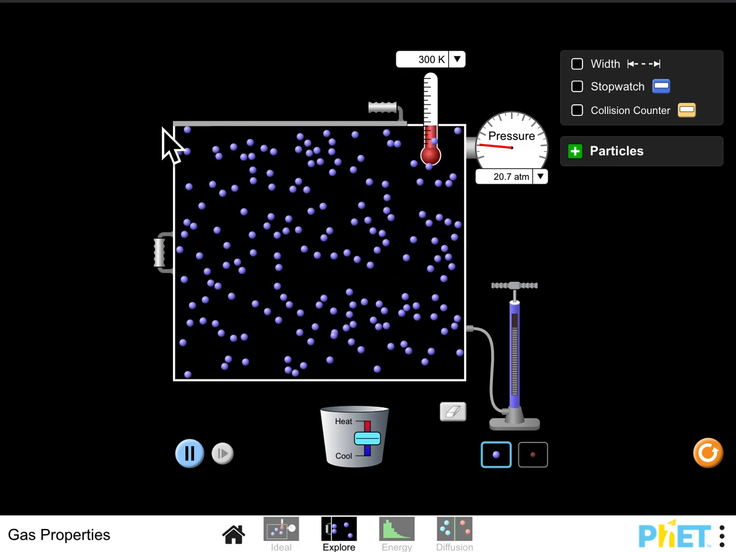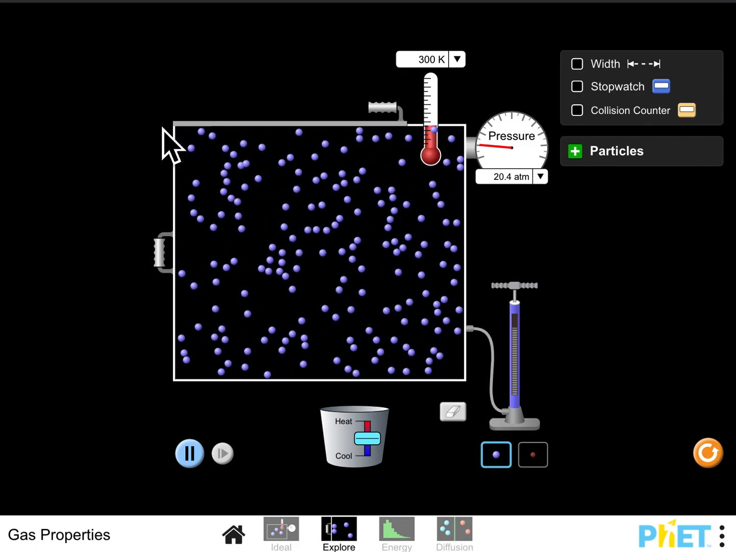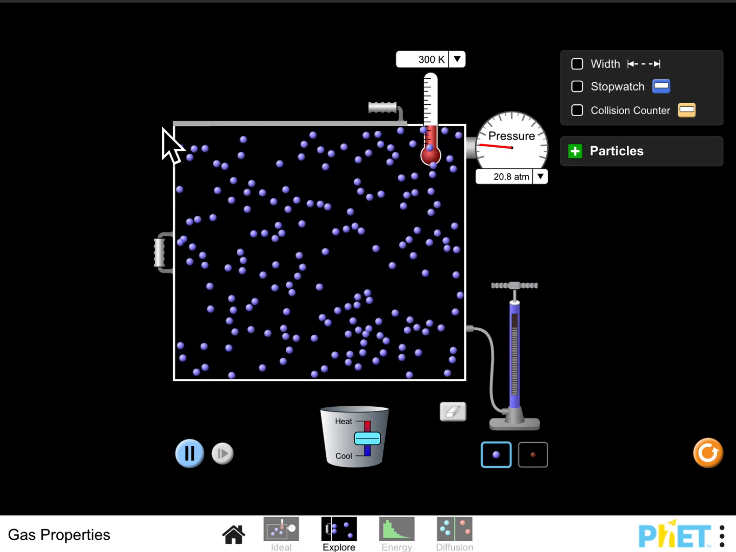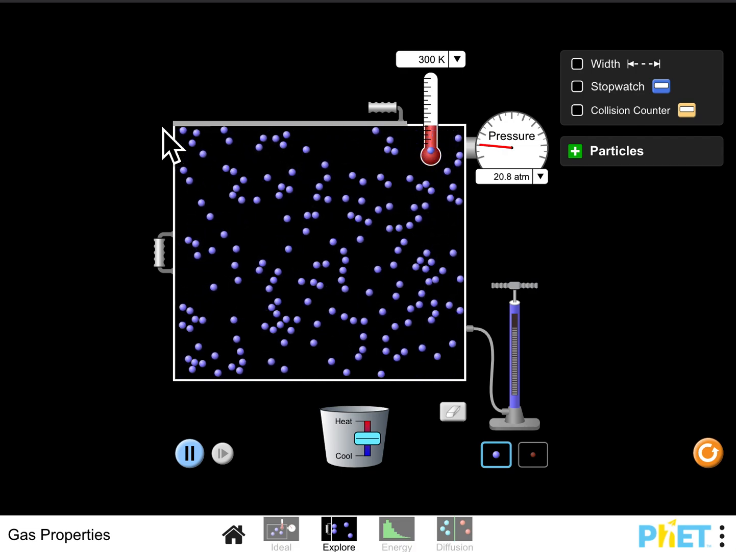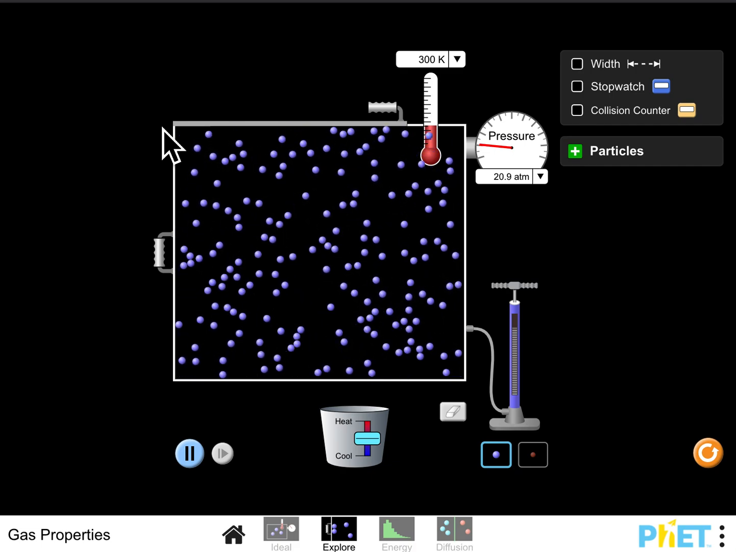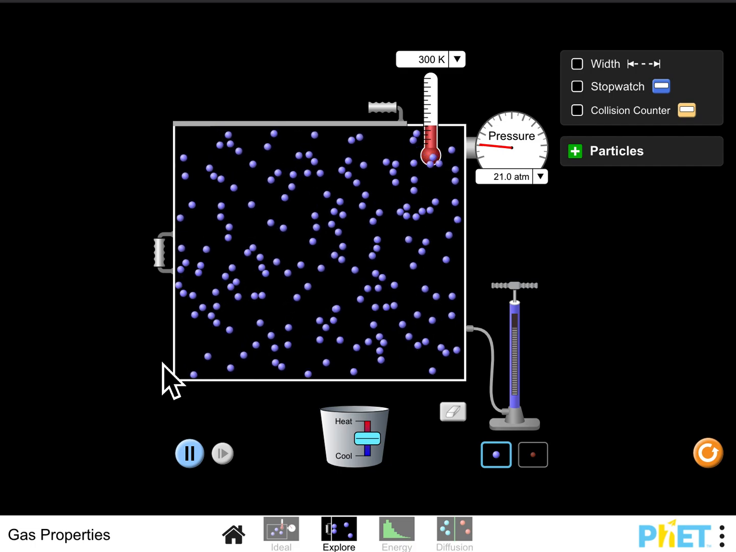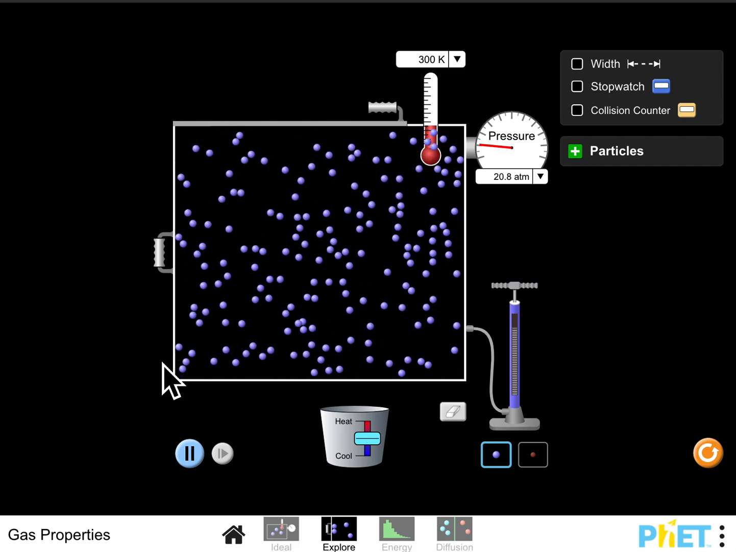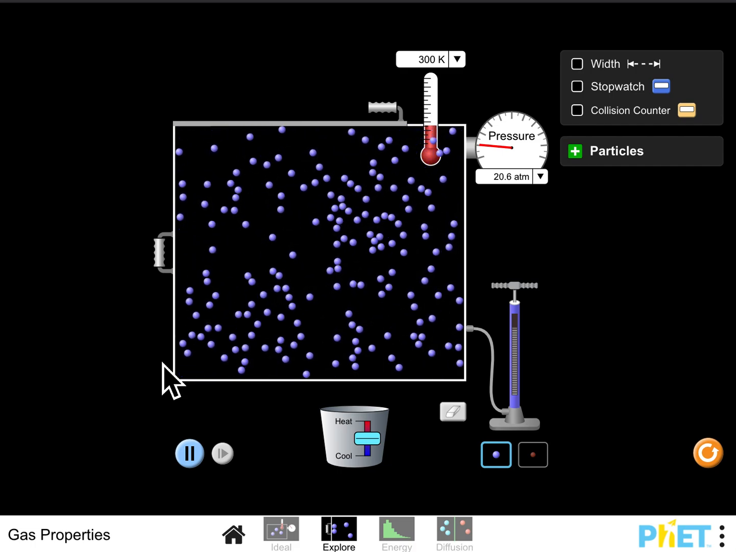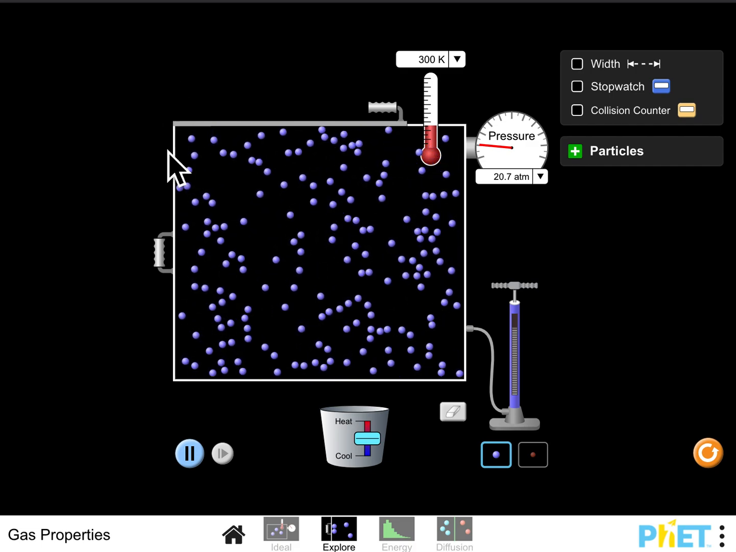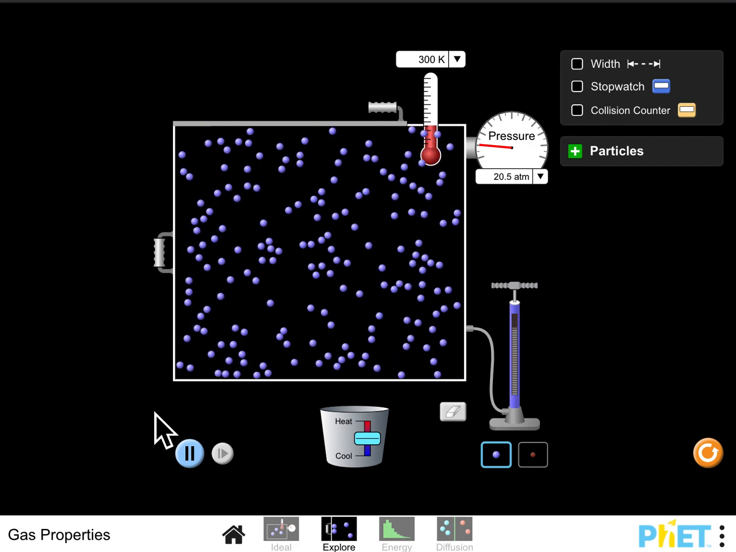These molecules are hitting the wall, applying a force on the wall, and the wall is applying a force back on the molecules. If we sum up all those different collisions, in this case it's hundreds of molecules, but in a real liquid or gas it's going to be billions and billions of molecules, if we sum up all those tiny little forces from all of those collisions, that's what the pressure is.